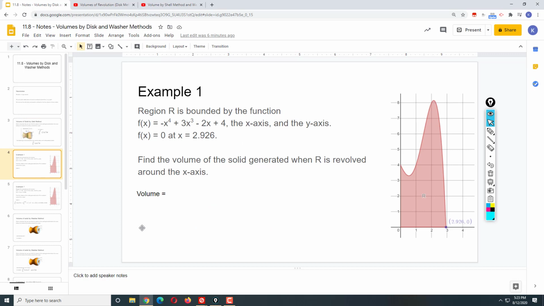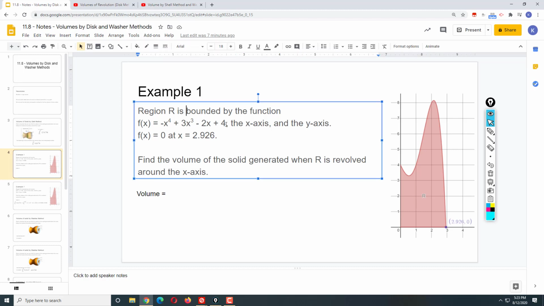Example 1. Region R is bounded by the function f of x equals negative x to the fourth plus 3x cubed minus 2x plus 4, the x-axis and the y-axis. We know that region R is in the first quadrant, so it means that x and y are both greater than 0. We're told that f of x equals 0 at x equals 2.926.